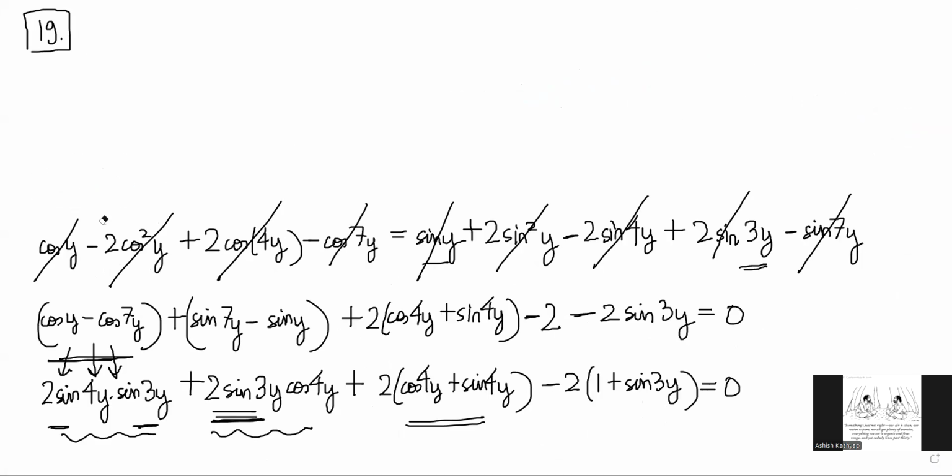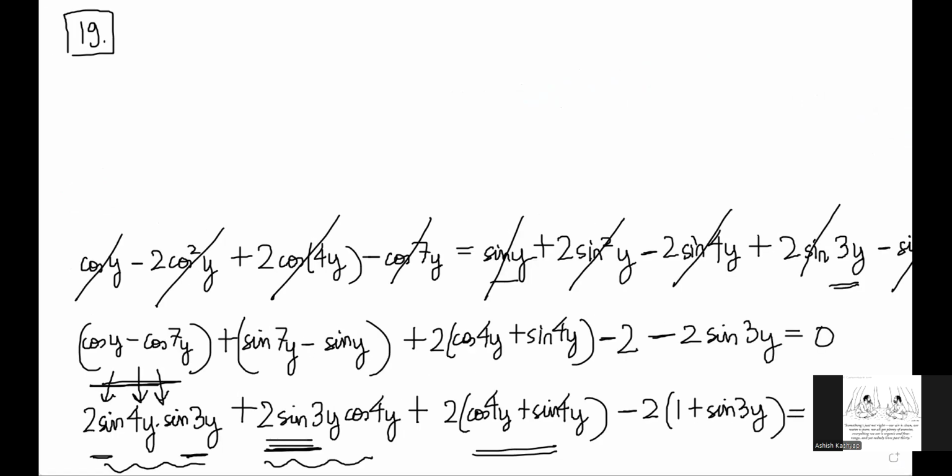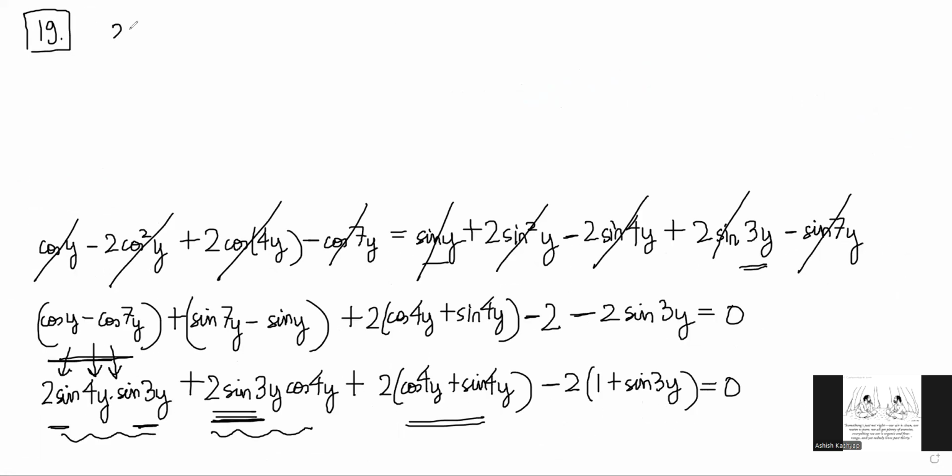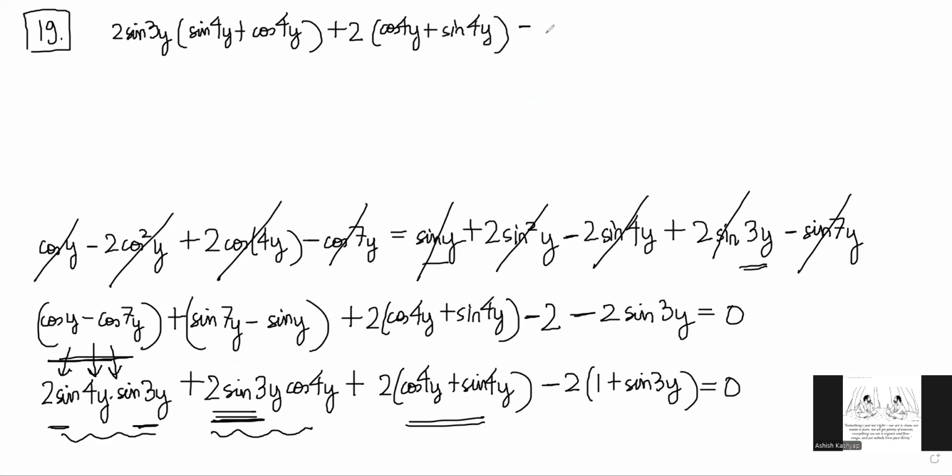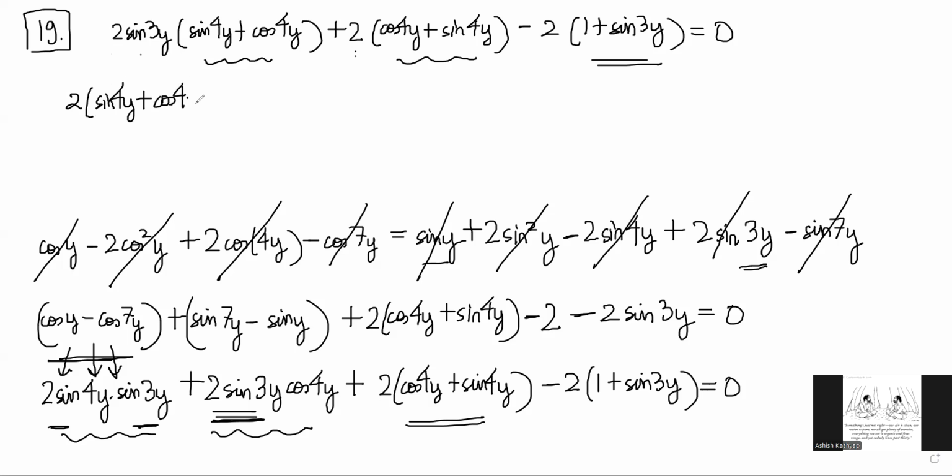So if we do that here, we'll get 2 sine 3y common, and you have sine 4y plus cos 4y, and plus 2, and you have cos 4y plus sine 4y, and it is coming out very nicely. You can again take one common. Everything works out very nicely. You can take this common first and take 2 also common. You'll get 1 plus sine 3y, which is common with this. Do you see what I'm saying?